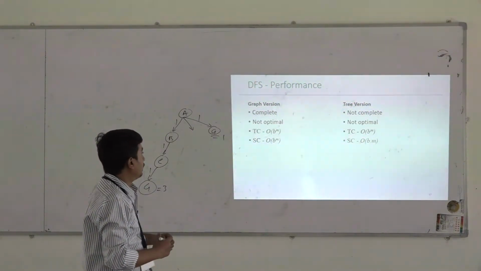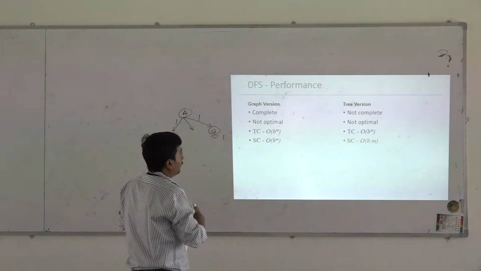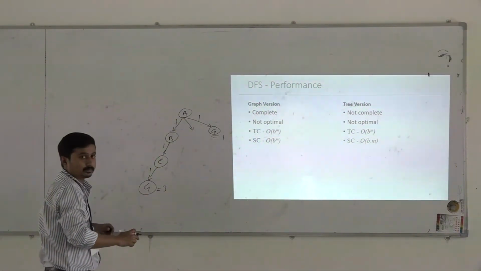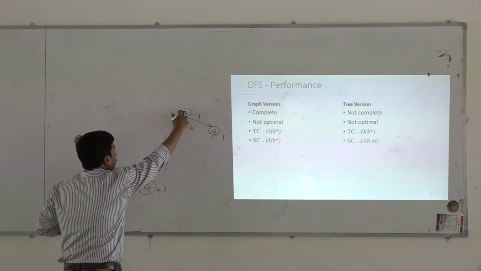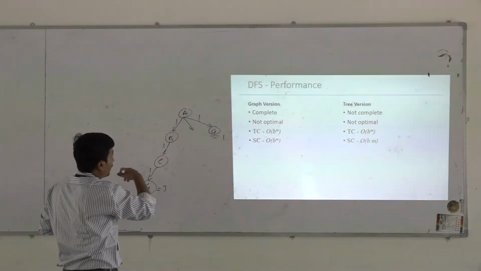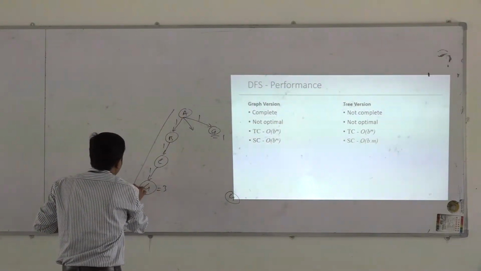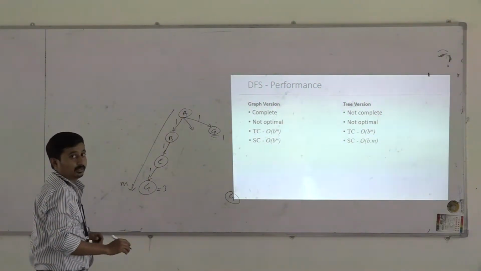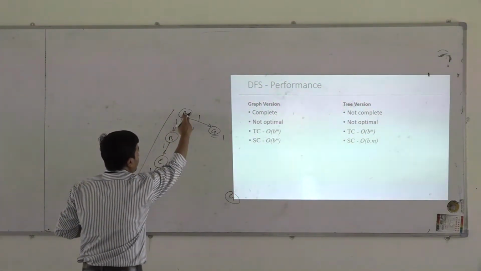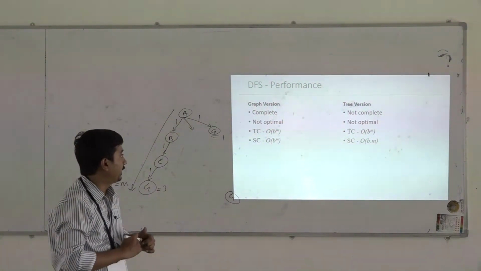The next one, time complexity, is order of B raised to the power m. What is m here? That is the maximum depth of the tree. You may have to visit, consider G is here, so compulsorily you have to traverse to this depth. That's why its complexity is B raised to the power m.